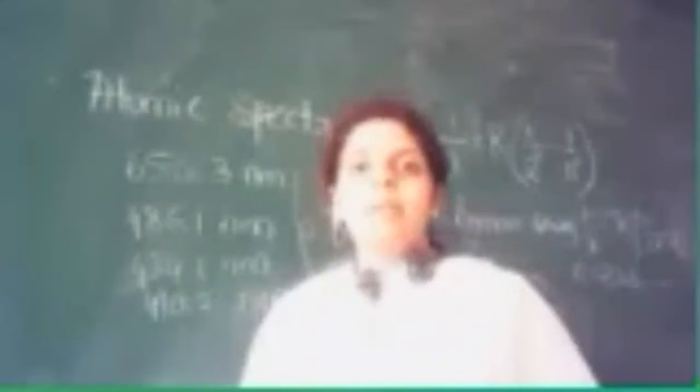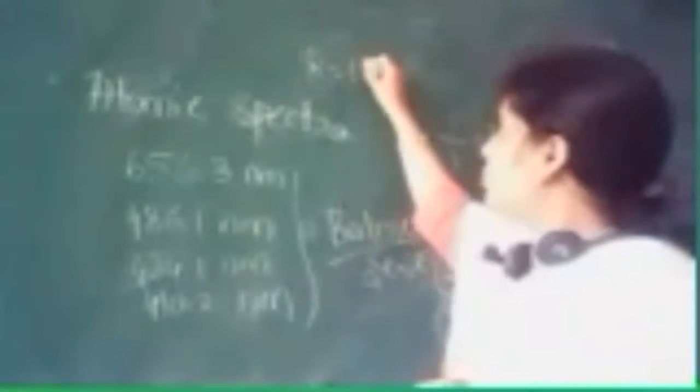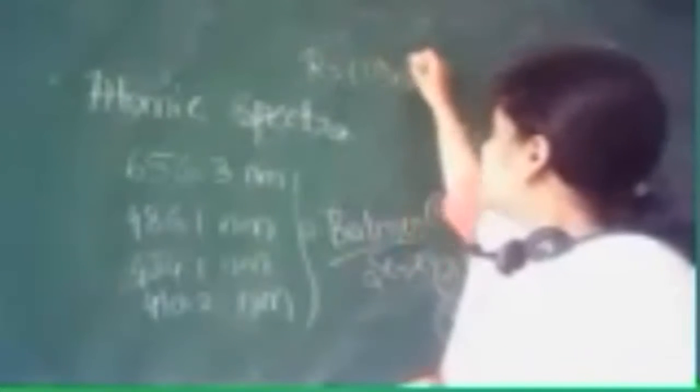So this is how you can write the spectral series, and here we have written R. What is this R? R is a constant, nothing but the Rydberg constant. What is the value of R? Its value is found to be 1.09 into 10 raised to 7.